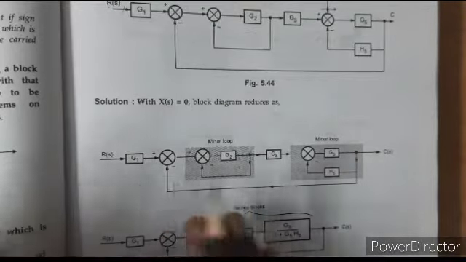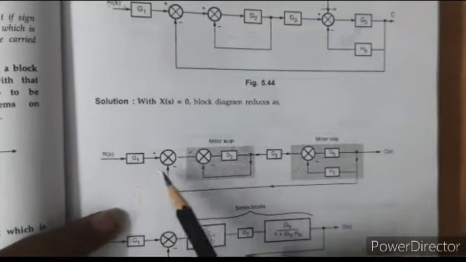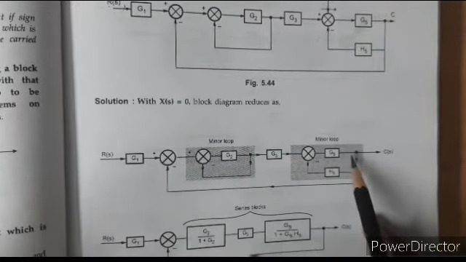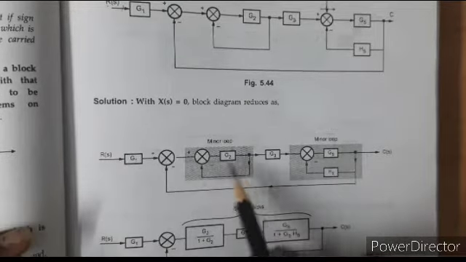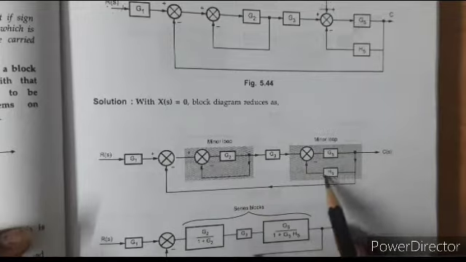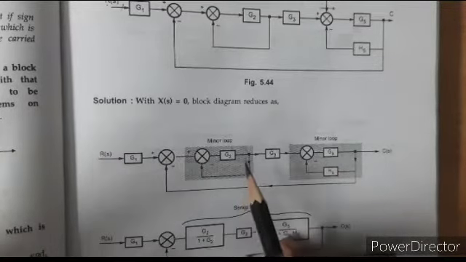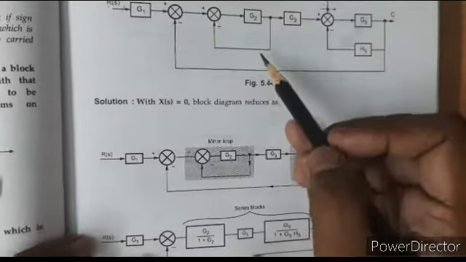So I have to start the procedure of solving the problem. First thing, check whether any blocks are in series. Are any blocks in series here? No, need not follow the first step. Next, find out any blocks in parallel. Do we have any blocks in parallel here? No. Next, the third step is the minor feedback loop. Yes, here I have a minor feedback loop.